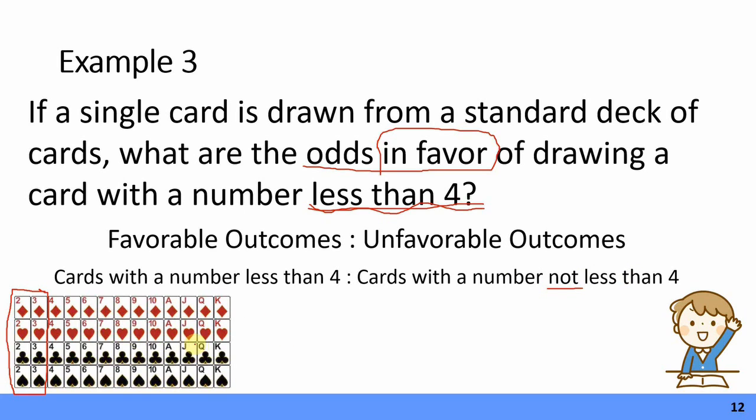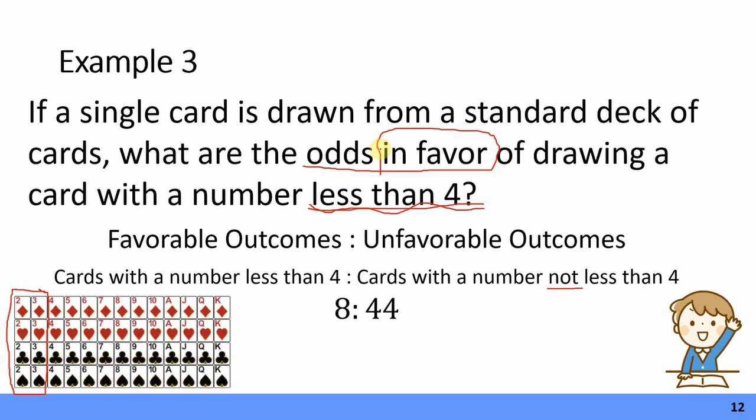And how many cards do not have a number less than 4? I'm not going to make you count all of them. But remember, there's a total of 52. So if there's a total of 52 and 8 of them are less than 4, that means that there is a total of 44 left that are not less than 4. So my answer is simply 8 to 44, right?